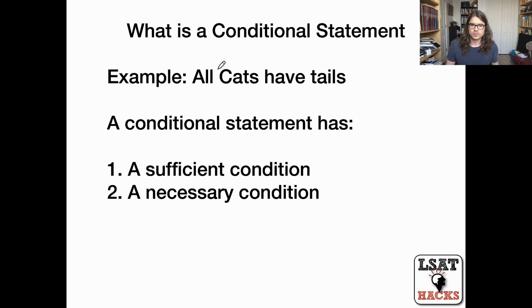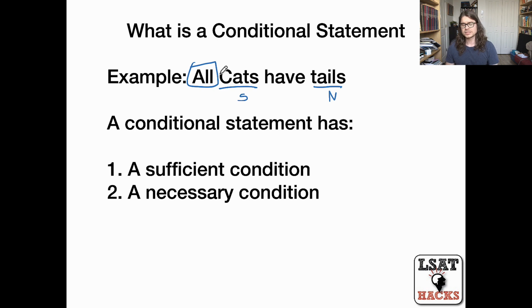So the sufficient condition is here, cats, and necessary is here, tails. And this word all is called an indicator. It indicates that cat is sufficient. So a conditional statement just has two things. It has a sufficient condition and a necessary condition.